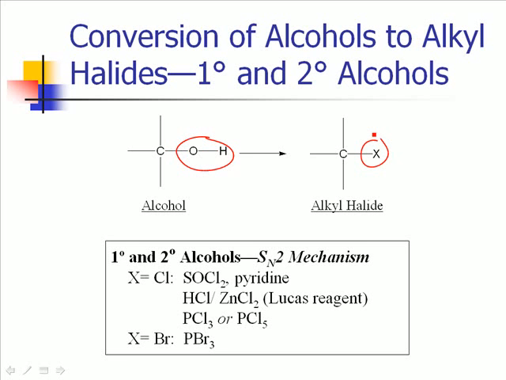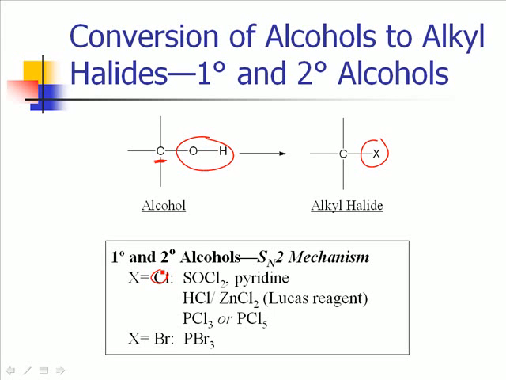A primary alcohol will have one carbon attached to the carbon that has the OH group, and a secondary alcohol will have two carbons attached to that carbon. These particular reagents proceed by an SN2 mechanism. There's no carbocation intermediate, and as a result, we will be able to get optically active products from optically active alcohol starting materials.